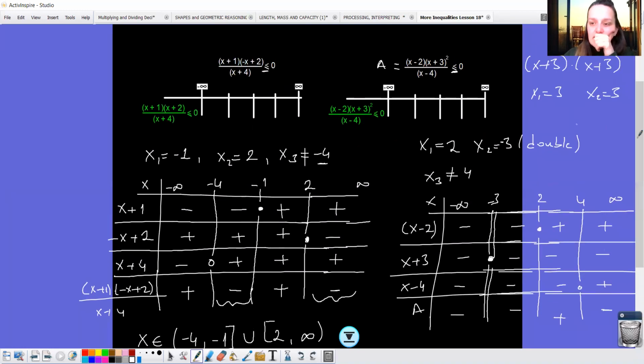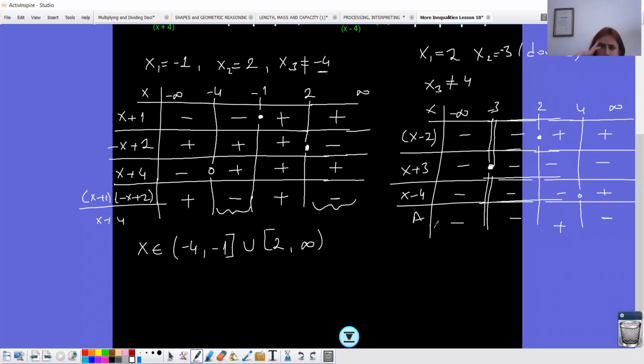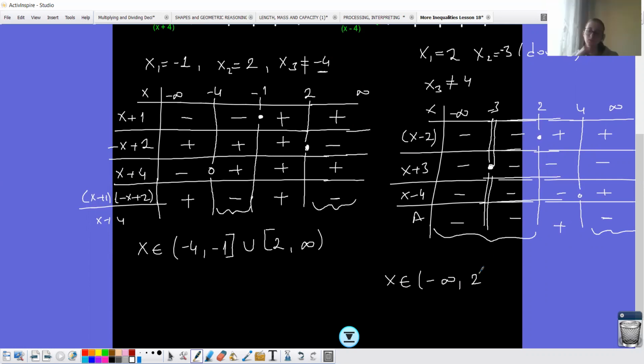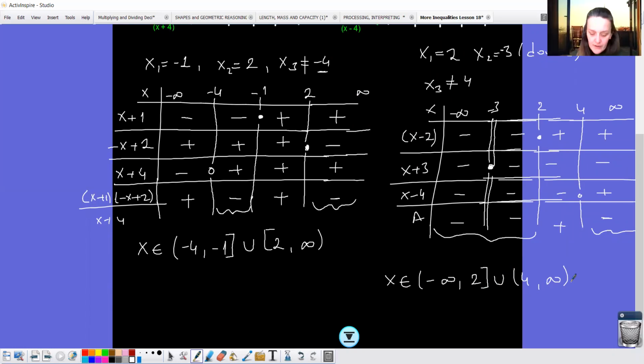Now let's see which ones we are taking as solution. It's less than, so the negative ones we are taking as the solution. So x is an element from minus infinity till 2, 2 is closed parenthesis, union from 4 to positive infinity. Yes. It's okay. Did we understand? Yes, teacher. Okay. The lesson is finished, I think.